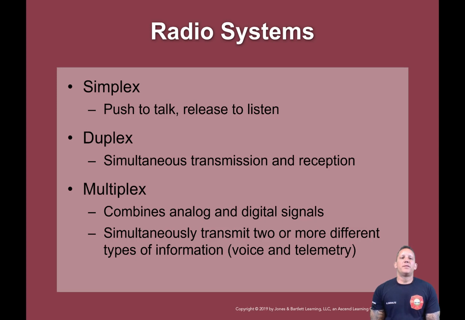So a couple of different radio systems are simplex, the push-to-talk, release-to-listen. That's typically almost all radios. Duplex can do simultaneous transmission and reception. You don't see that in the EMS very often. And then multiplex, which combines analog and digital signals. It can transmit two or more different types of information. That's voice and telemetry, and not typical in your simple radio systems in EMS.